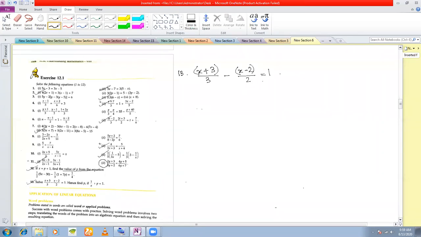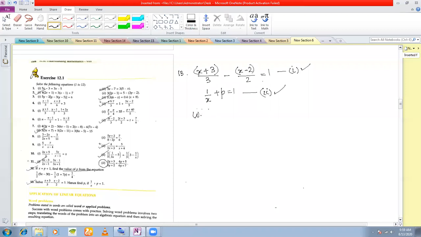Now the next part of the question says, hence find p if 1/x + p = 1. So what we do is we call this equation 1 and we call this equation 2. What we'll do here is we'll find the value of x from 1 and then we'll put the value of x in 2 in order to find the value of p. So first we solve 1.